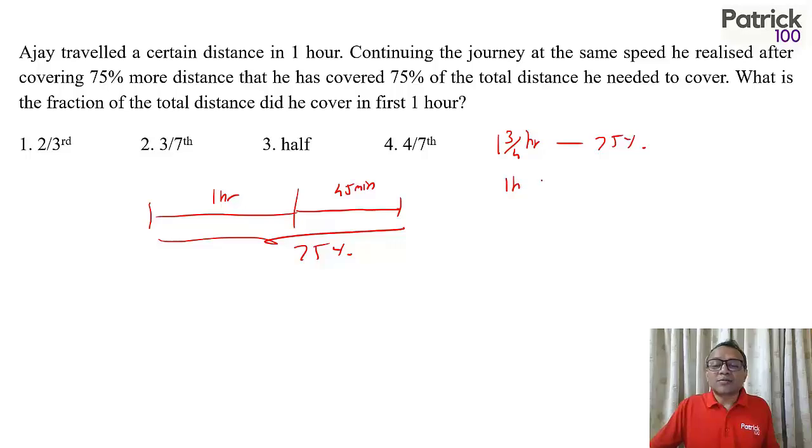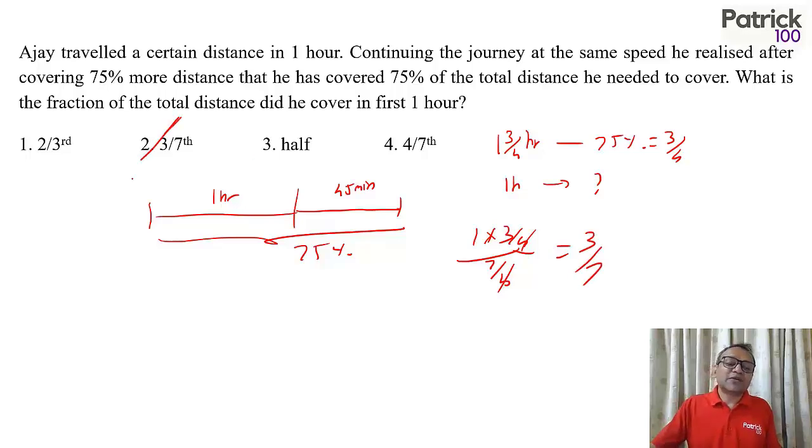So in 1 hour, how much did he travel? 75% is also 3/4. Cross multiply. 1 into 3/4, upon 1 3/4, which is 7 upon 4. So in 1 3/4 hours he travelled 3/4. So in 1 hour he travelled how much? 1 into 3/4 upon 7 upon 4. The 4 gets cancelled, and you'll get the answer 3 upon 7. So he travels 3 upon 7 of the distance, second option.